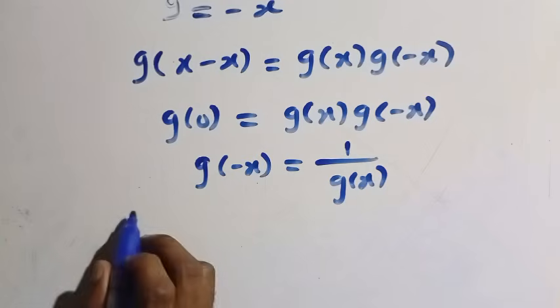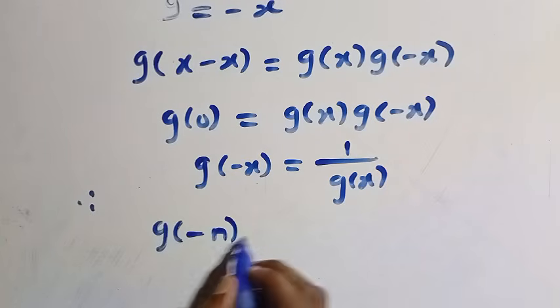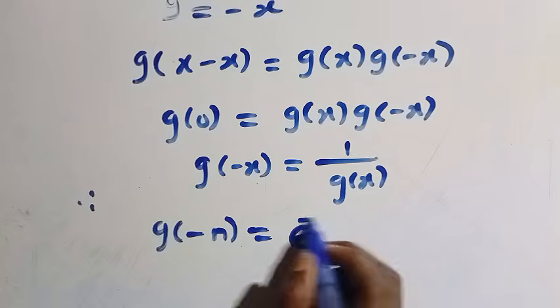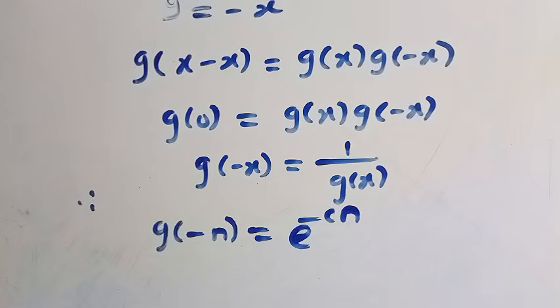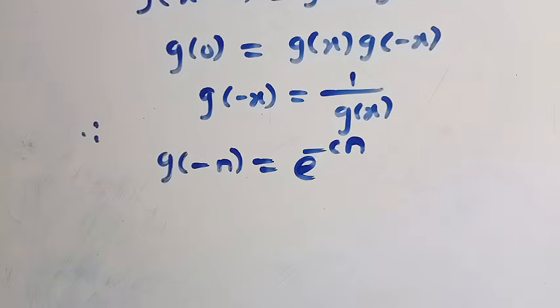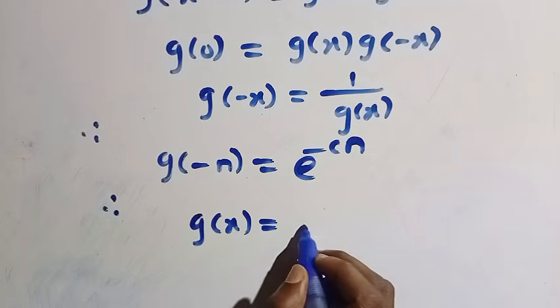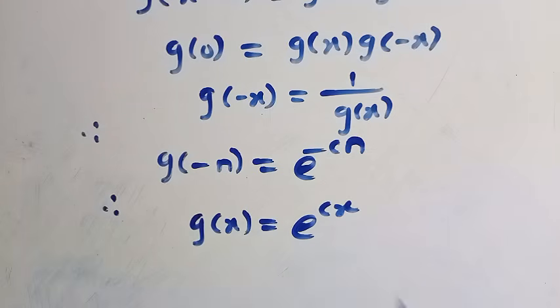With the first solution we get, we then have g of negative n equals e raised to the power minus cn. Okay, so this proves the first one. Therefore, we can make it in the general form, or even if we test for it in the fractional form as well, we're still going to get the result. So we can conclude that g of x equals exponential cx.